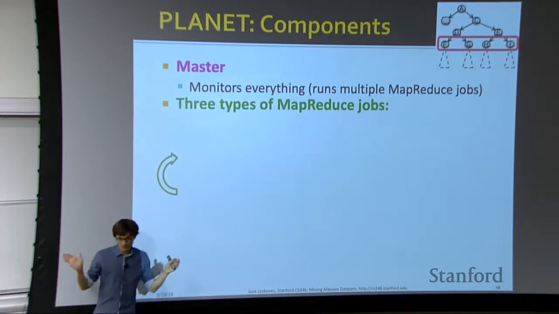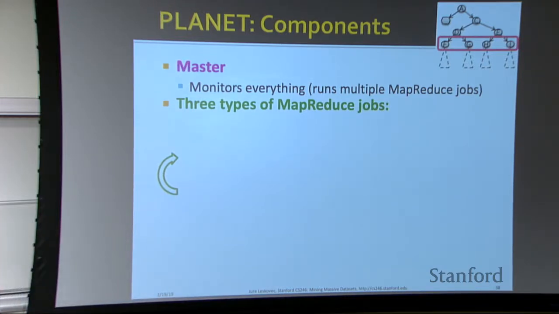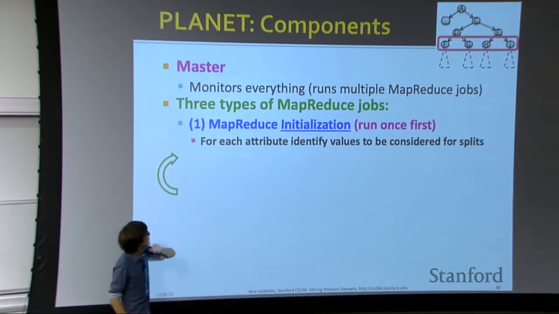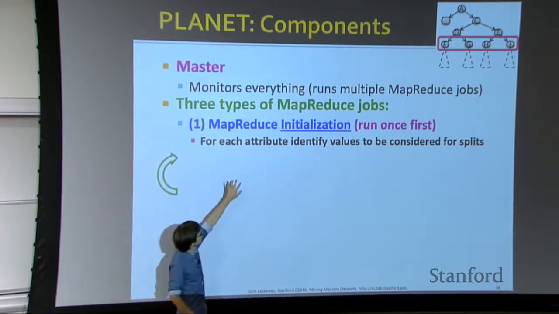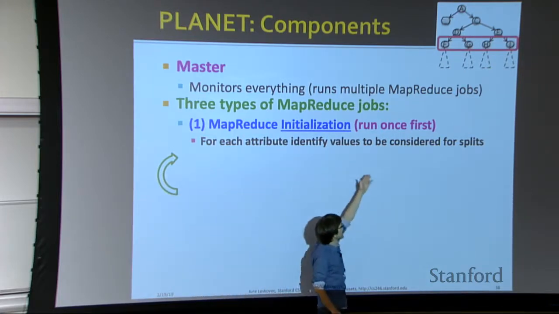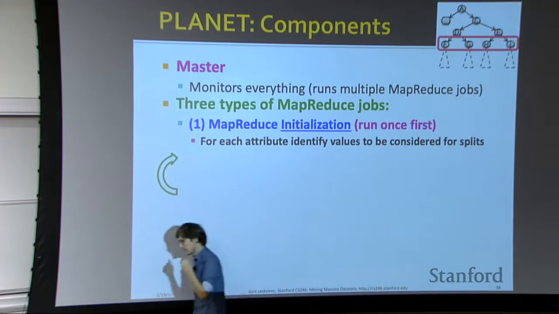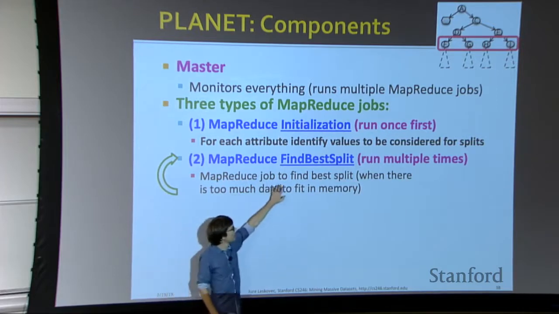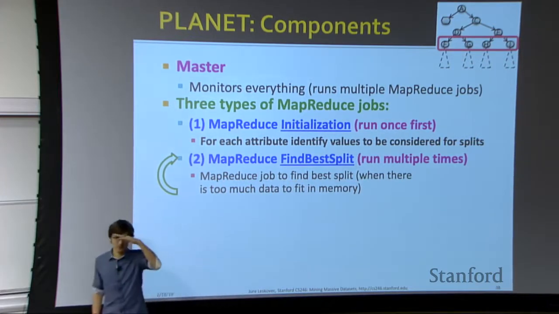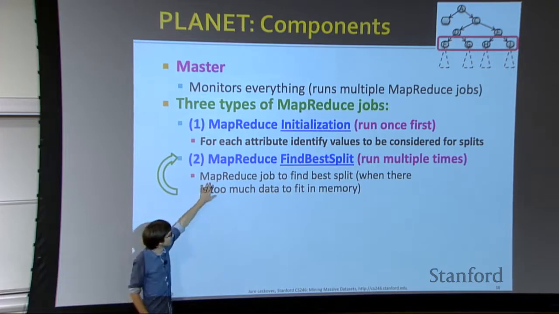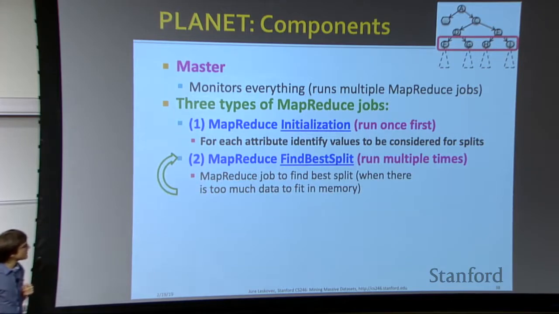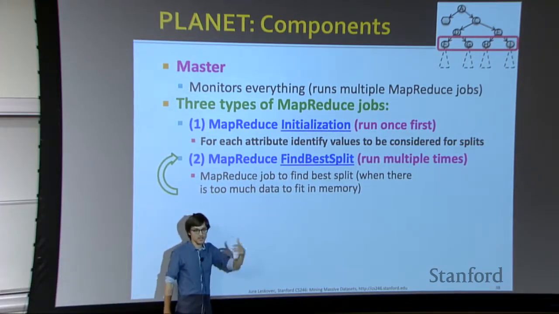The master controls kind of everything, monitors everything, and runs multiple MapReduce jobs. And there are three types of MapReduce jobs. First is MapReduce initialization, and this is run only once. And basically for each attribute, it identifies the values that should be considered for a split. I will explain how to do this, because this was the question before. Then the MapReduce job of find best split is run multiple times, once per level. And this finds the best split from the set of split candidates that we generated in the initialization. And we do this when there is too much data to fit in memory.